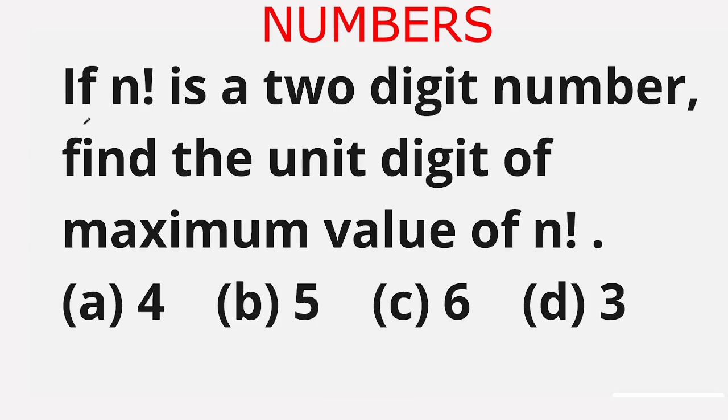Our question is, if n factorial is a 2-digit number, find the unit digit of maximum value of n factorial. The given options are option A 4, option B 5, option C 6, option D 3.